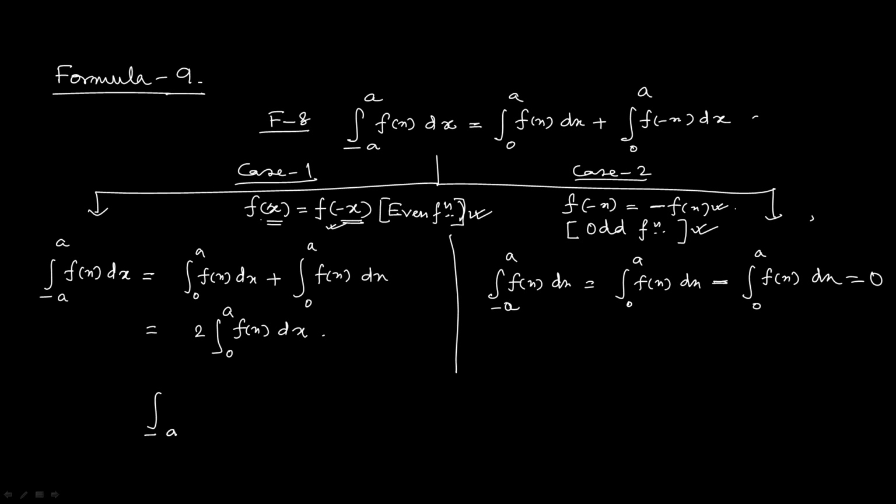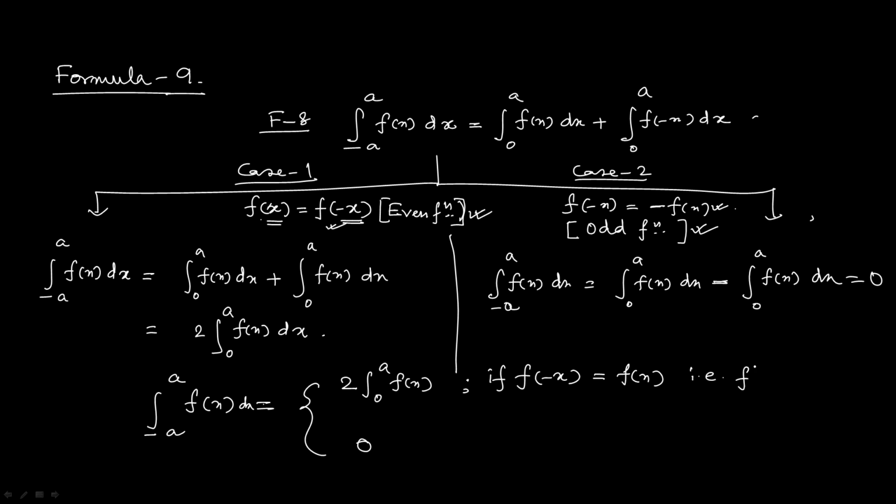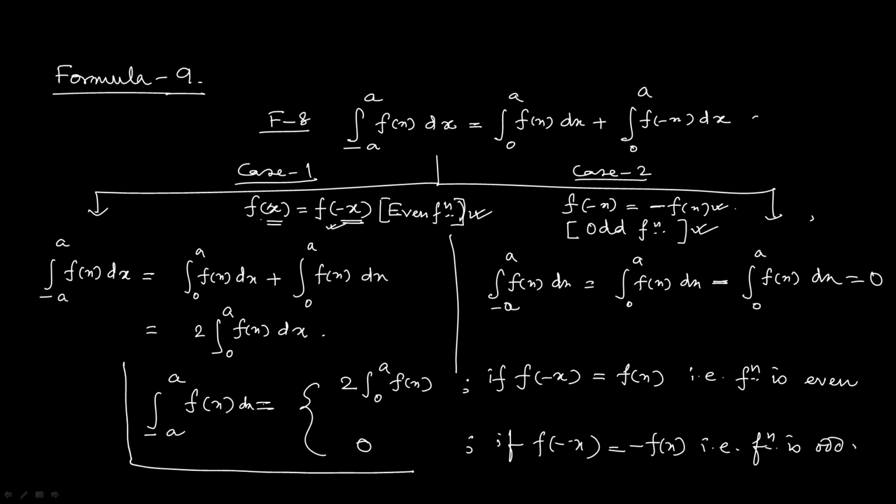So here I am getting one thing: the integral from -a to a of f(x) dx is sometimes giving me 2 times the integral from 0 to a of f(x) dx and sometimes 0. It is 2 times when f(-x) equals f(x), that is, the function is even, and 0 when f(-x) equals -f(x), that is, the function is odd. So this is bringing us another formula.